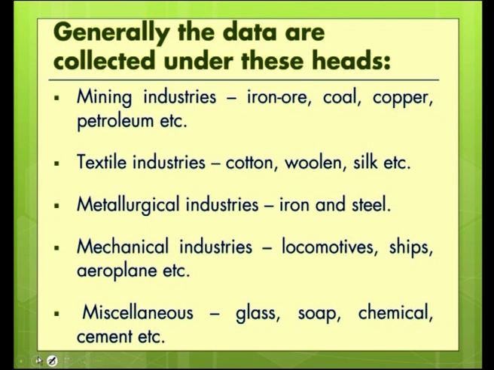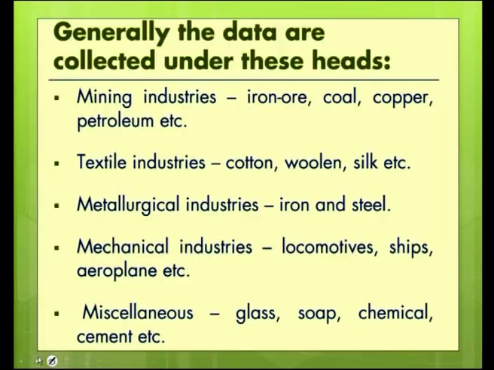Generally, the data are collected under these heads, that is mining industries. Mining industries are iron ore industries, coal industries, copper industries and petroleum industries. They all come under the category of mining industries. So, when the data is collected for iron ore or coal, it will be put into the heading of mining industries. Next, textile industries: cotton industry, woolen and silk etc. come under the heading of textile industries.